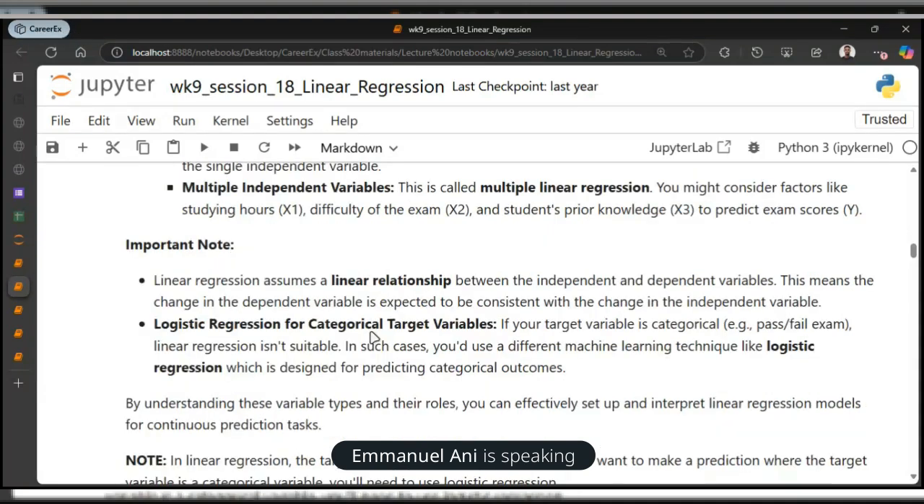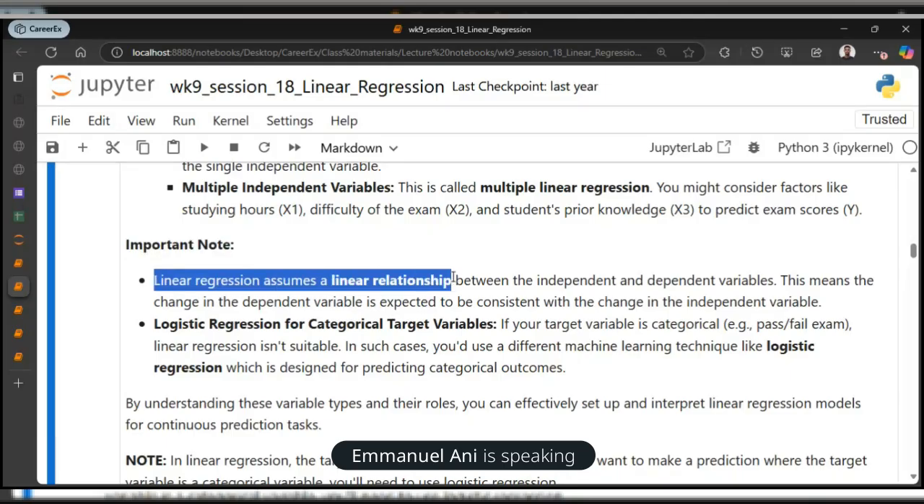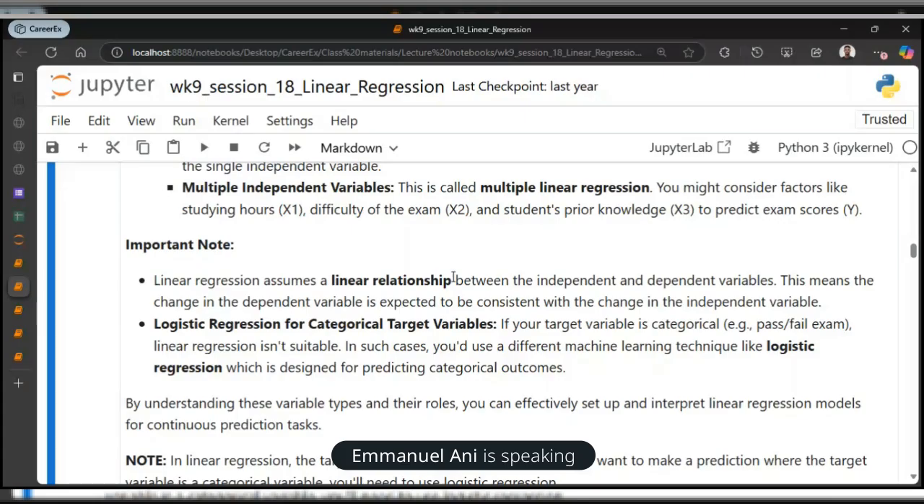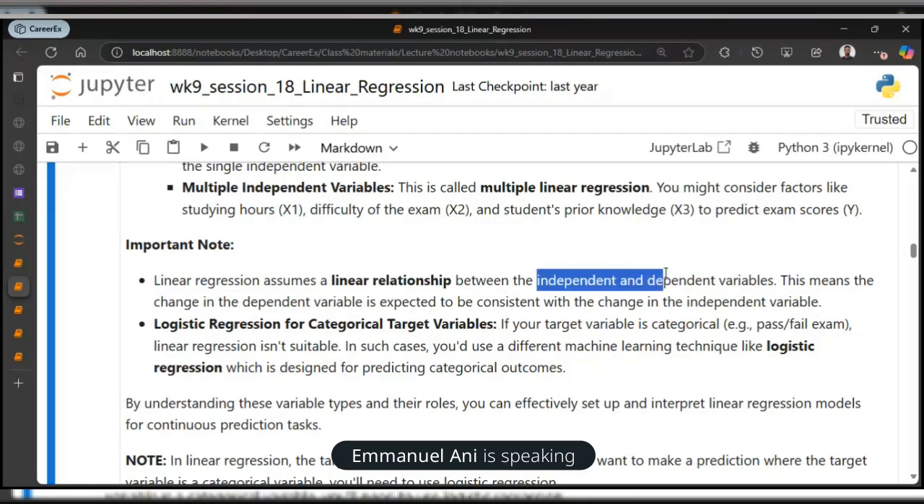There are some things to note. I'm just going to say this one so you have it at the back of your mind. Linear regression assumes a linear relationship. I'm repeating this again, and I'm still going to repeat it. It assumes a linear relationship between the independent and the dependent variables. So before you perform your training, you need to ensure that there's a linear relationship between your independent and your dependent variable.